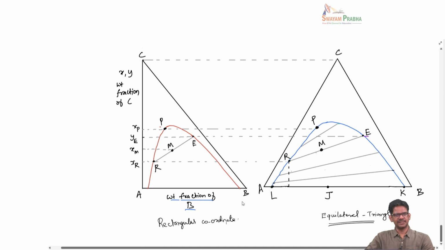where on the abscissa, the x-axis, we go from pure A to pure B, and the axis is the weight fraction of B in both phases, A rich and B rich. On the y axis, the ordinate axis, we try to relate both x and y, where x is the weight fraction of C in the A rich layer and y is the weight fraction of C in the B rich layer.